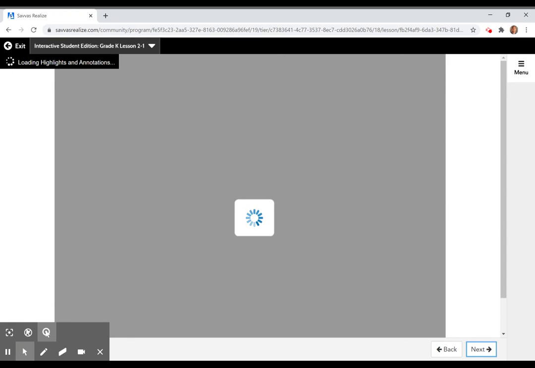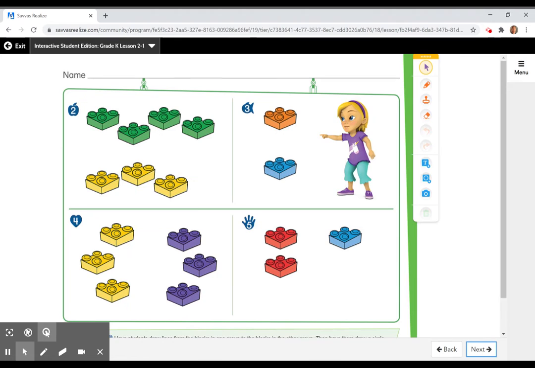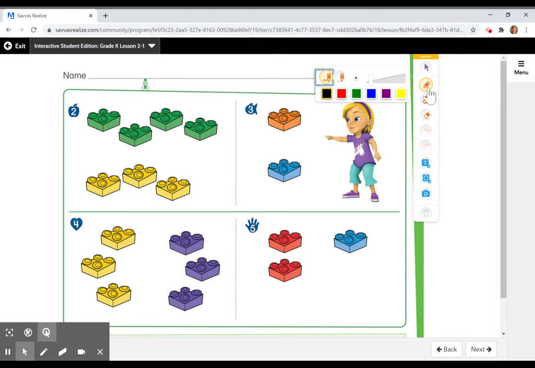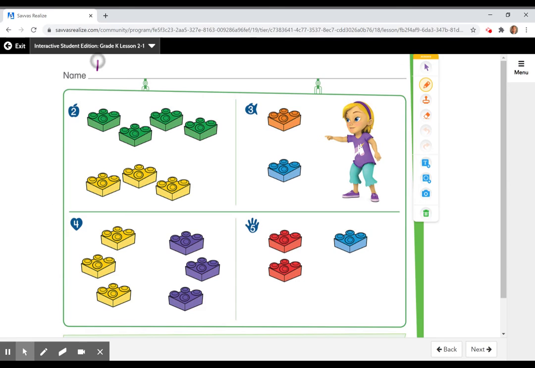Once it loads again. Perfect. Now, same thing. First thing we do is what? We write our name. Good. Now, on number 2, the apple right here. It looks like we have some Lego pieces. We're going to match the Lego pieces up, okay? The green and the yellow. And if they're the same, we're going to circle the whole picture. If they're not the same, if they're not equal, then we're going to put a big X through it, okay?